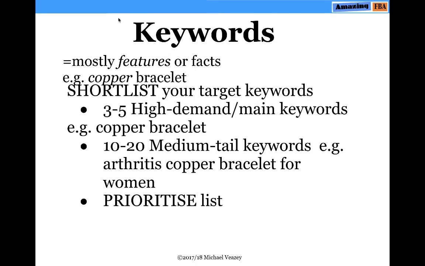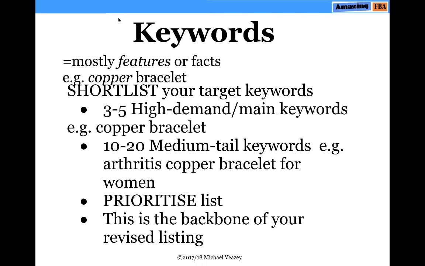Then the most important thing is you prioritize that list. You decide which is your number one keyword, as I said, based on the data you have at the moment. Go through the process, but don't be a perfectionist. This is the backbone of your revised listing. If you do not have a clear hierarchized set of target keywords, you are not going to do well on Amazon, or you will be missing out.